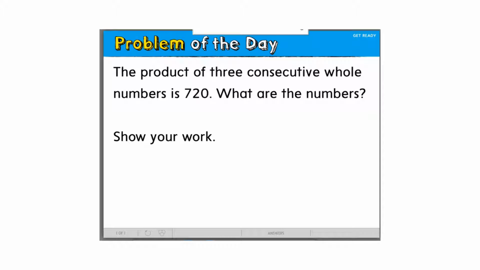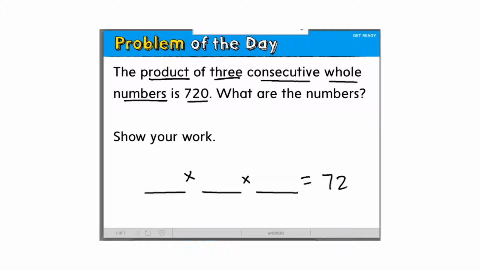Here are the clues I see in here. I see 3 consecutive whole numbers. I see the word product. And I know that the answer has to be 720. So I'm going to have 3 numbers that when I multiply them together, it's going to equal 720. Now, this part, consecutive, means that the numbers are in order. We did one like this the other day, but we were adding instead. So you're thinking about 3 numbers that when you multiply them together, they get 720.